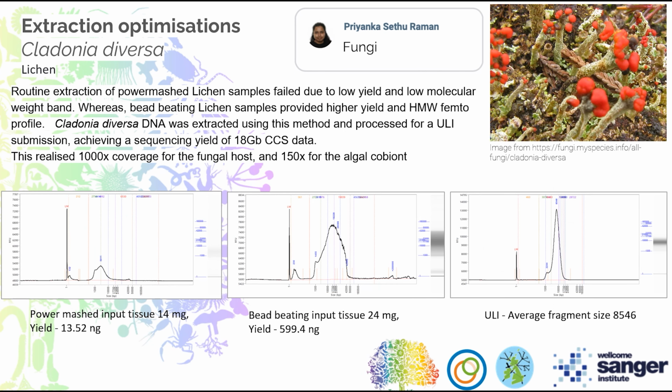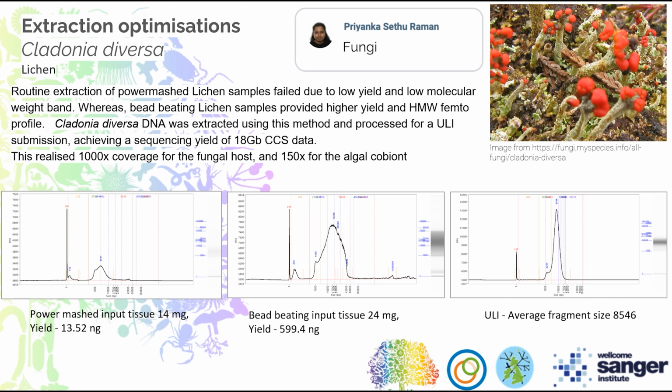So fungi. The example from Priyanka's work for fungi is actually a lichen. And you can see on the left-hand side that working with power mash input tissue, the yield is extremely low, 13 nanograms, and not great quality. So I think it's just too tough. The power mashing was not opening those cells, not releasing the DNA at all.